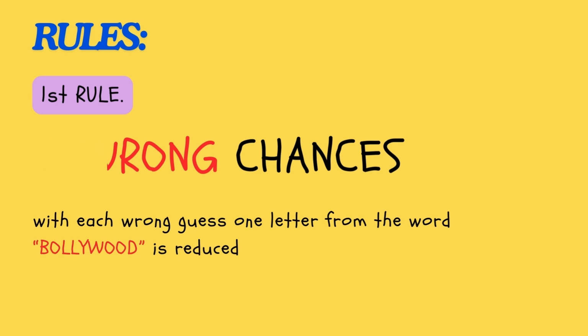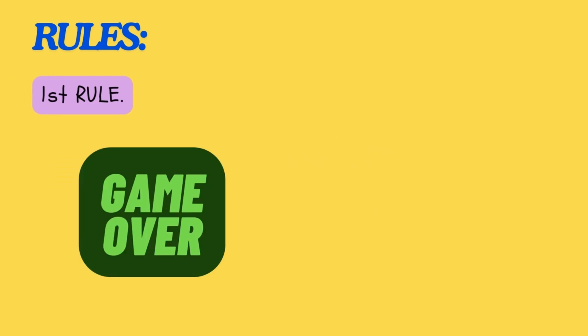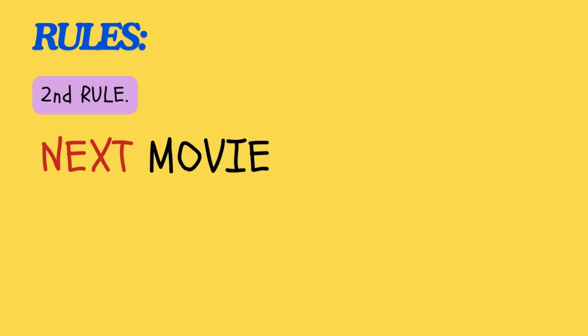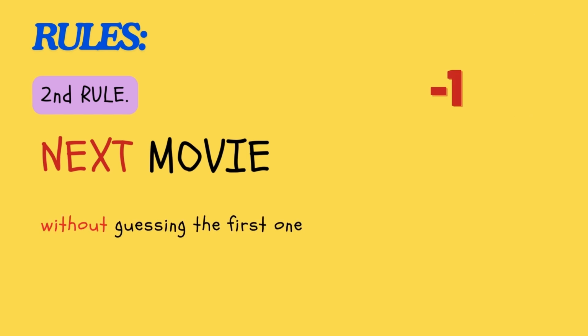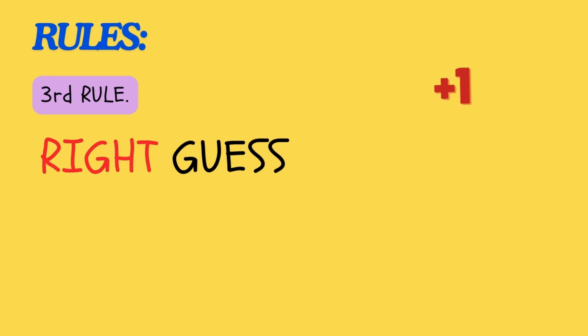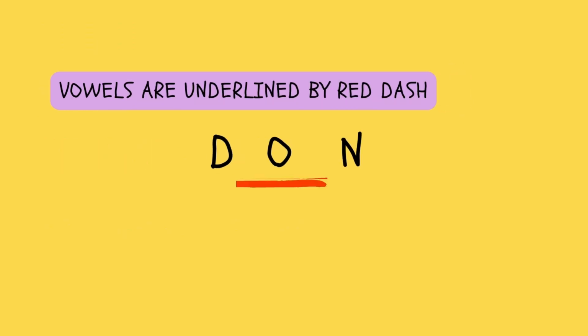After all the 8 wrong chances are done, the game ends and you also lose a point there. If you move on to the next movie without completing the first movie, you still lose 1 point. And if you get the movie right, then you get +1. Also, the vowels present in the movie name are underlined by red dashes, so you can guess accordingly where the vowel is.